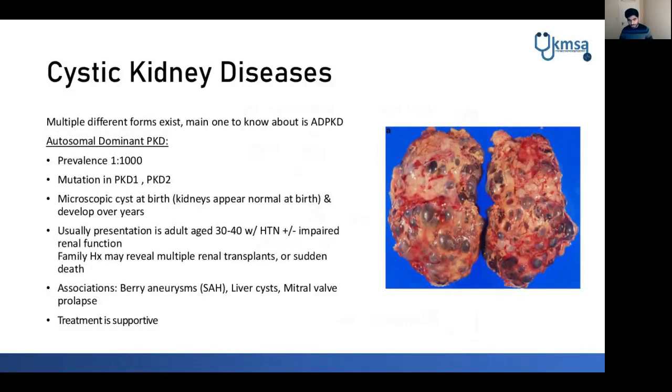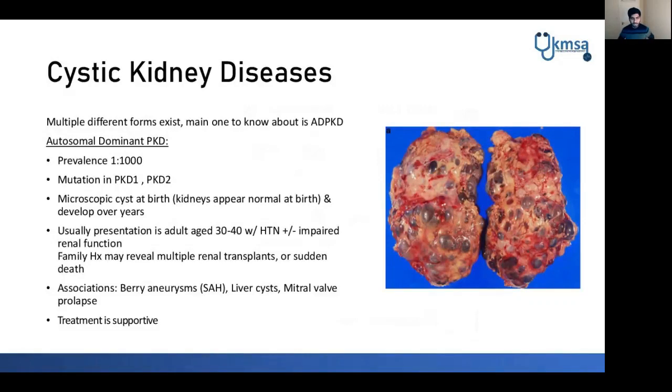For these patients, it's usually picked up later on in life, in their 30s and 40s. The reason is that when they're born, the cysts are microscopic and they're not detected. The kidneys appear normal, but as they grow, as they get older, these cysts grow in size and cause problems like hypertension and impaired renal function.